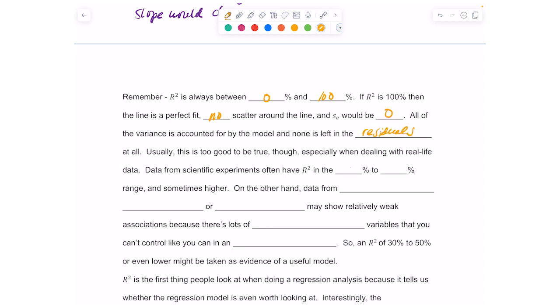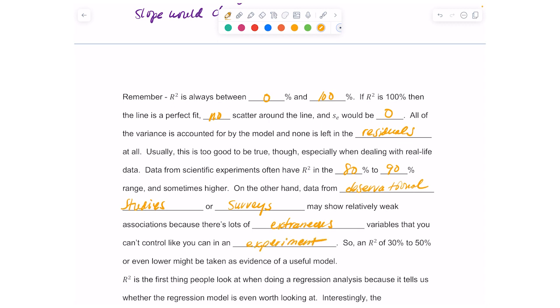Usually, this is too good to be true, though, especially when dealing with real-life data. Data from scientific experiments often have an R squared, for example, in the 80 to 90% range, and sometimes higher. On the other hand, data from observational studies, so if you're retrieving data from somewhere and observing, not performing an experiment, or you're gathering data from surveys, it may show relatively weak association because there's a lot of extraneous variables that we might not be aware of, that you can't control, like you can in an experiment.